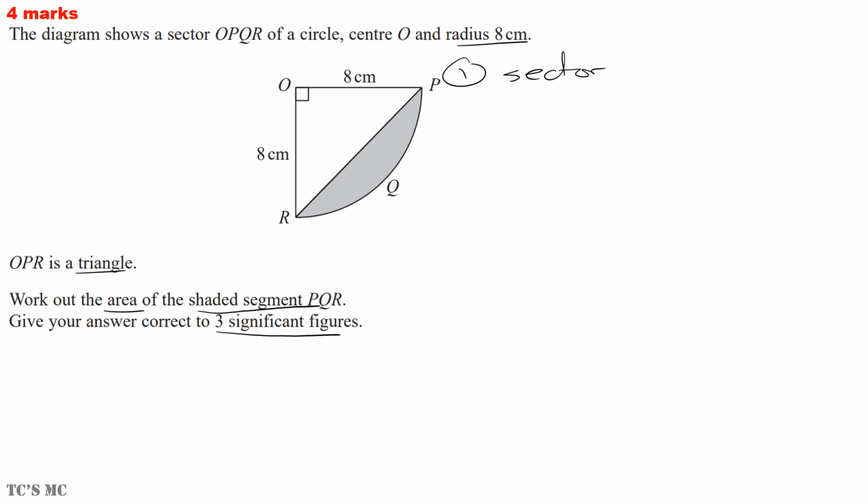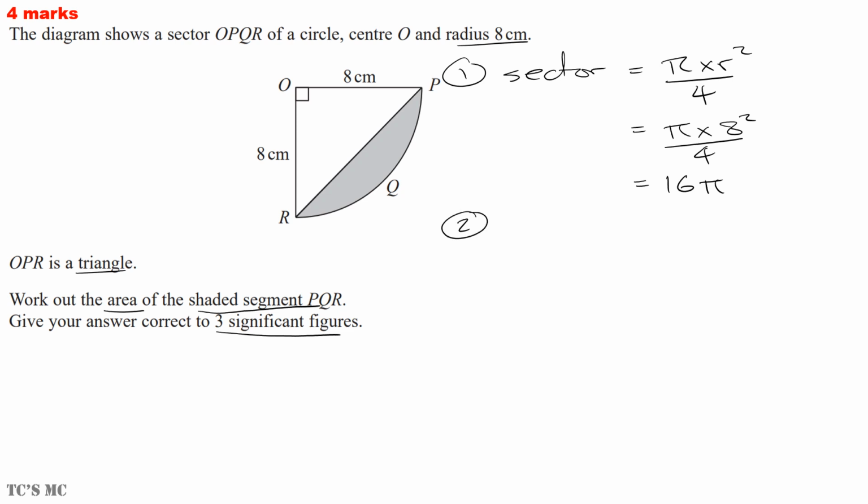For the sector, we need to do pi multiplied by r squared divided by 4, as we only have a quarter of a circle. So we need to do pi multiplied by 8 squared divided by 4. We end up with 16 pi. I am going to leave my answer like this as it is not my final answer. Now we have 1 mark.